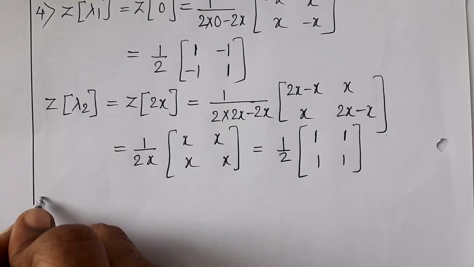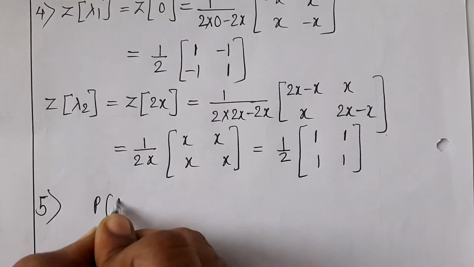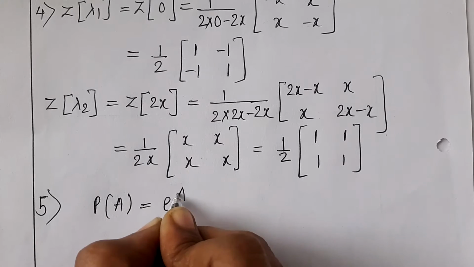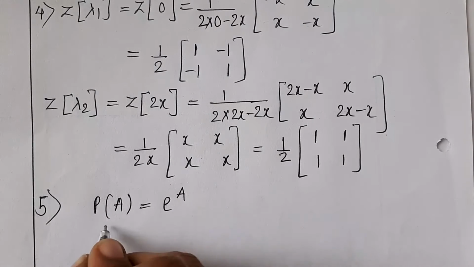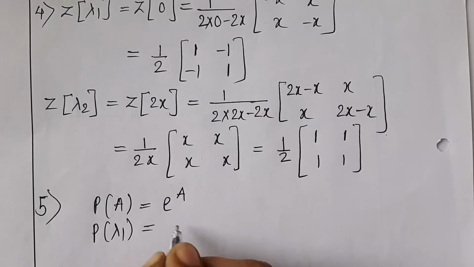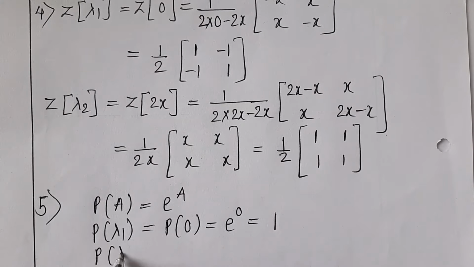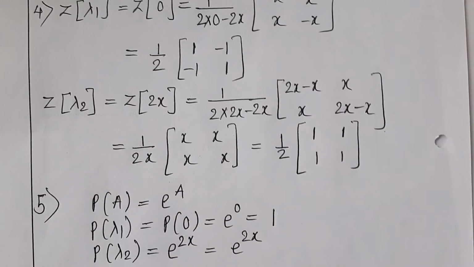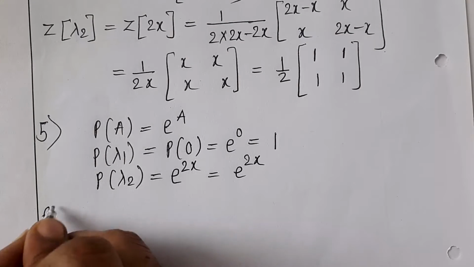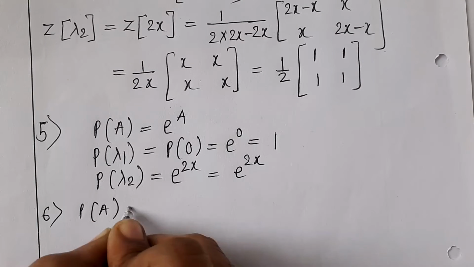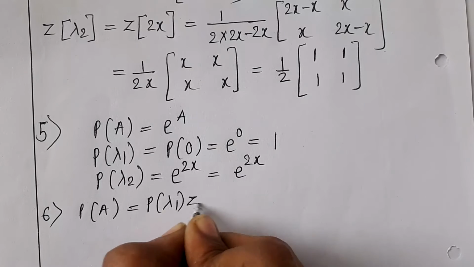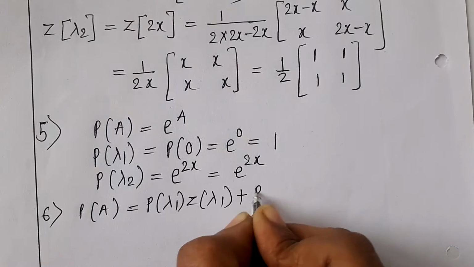So what is the Sylvester theorem statement? Here P of A is equal to e to the power A. Now P of lambda 1 is P of 0, so e to the power 0 is 1. And P of lambda 2 is equal to e to the power 2x, so it remains as it is, e to the power 2x. Next is the sixth step. The statement of Sylvester theorem is P of A is equal to P of lambda 1 into Z of lambda 1 plus P of lambda 2 into Z of lambda 2.